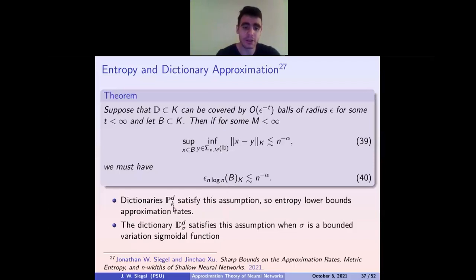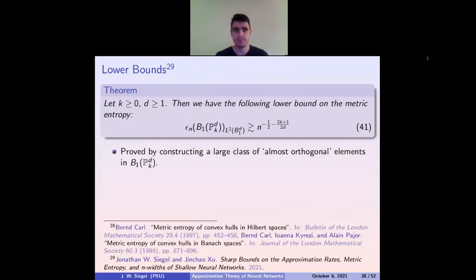And the particular dictionaries that we're considering are P_k^d, the convex hull of ReLU^k of omega dot x plus b, and the dictionary of sigma(omega dot x plus b), where sigma is a sigmoidal function with bounded variation. These two dictionaries do satisfy this polynomial covering assumption, so in particular this theorem applies to them. And so the point is that by lower bounding the metric entropy of this set, I can obtain a lower bound on the approximation rates that can be achieved. That's exactly how we proceeded.